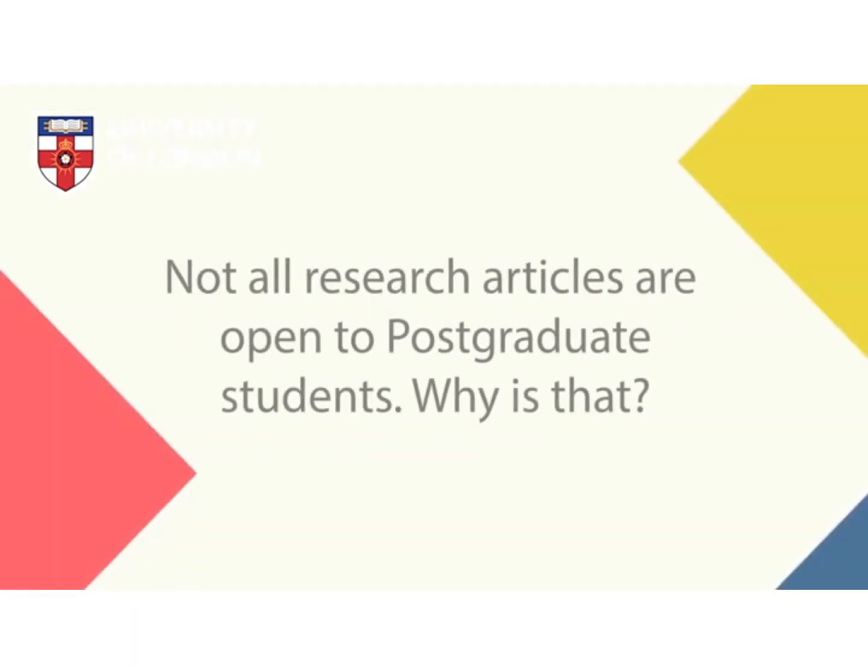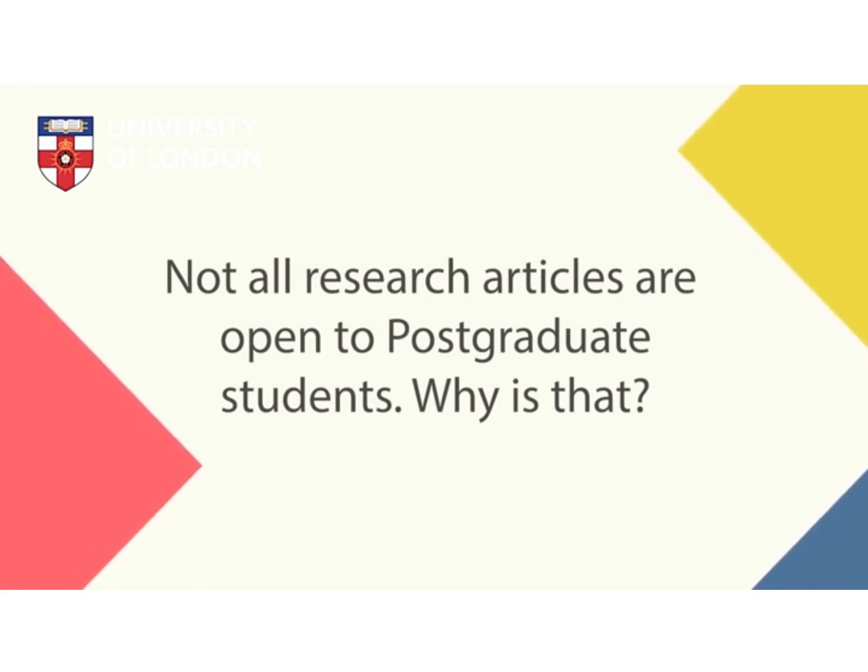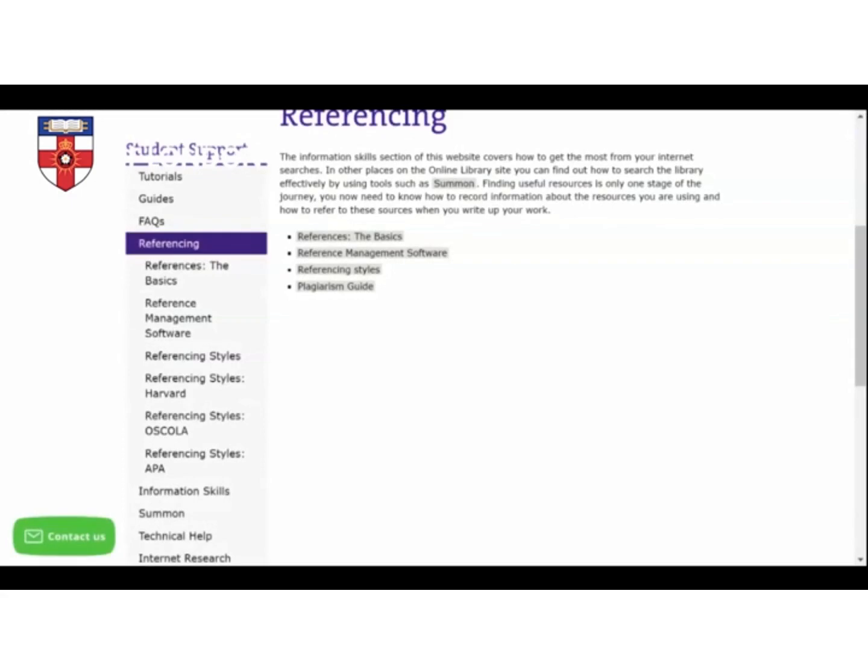Not all research articles are open to postgraduate students. Why is that? Okay, so we don't have any articles in the library that are restricted to certain categories of student. But there are articles that we don't have access to in the library. So we do subscribe to thousands of journals, but we don't have everything.